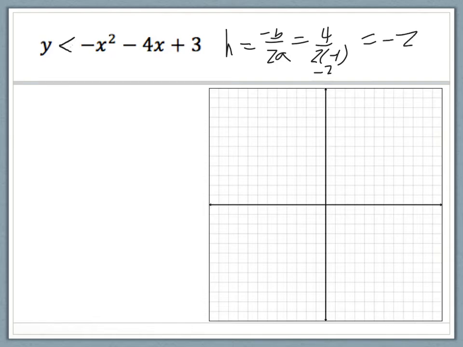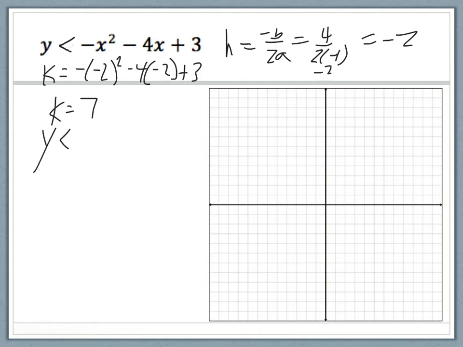So now I'm going to plug that back in to find my k value. So that's going to be negative (-2) squared minus 4 times -2 plus 3. Okay, when I plug that in, I get 7, so that's going to be my k value. So I have y is less than, my a was -1, so -1, then (x minus h), so +2. Remember that's the opposite, and then just +7 for my k.